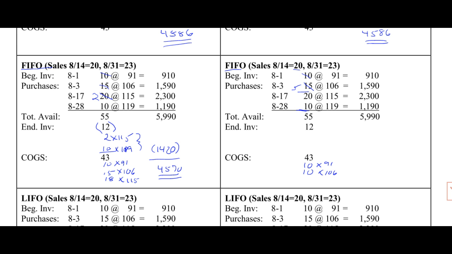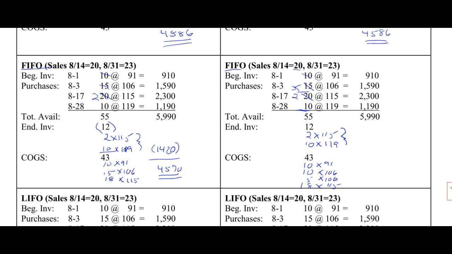We have another sell on 8/31 of 23 units. Those 5 at 10.60 are the first to go, and we need to get to 23, so we need 18 more. 18 of these will be gone, which means 2 are left. So we're going to sell 18 at 11.50, and we'll have 2 left at 11.50, and we'll have 10. The remaining 10 are still there. Haven't touched that layer at 11.90.